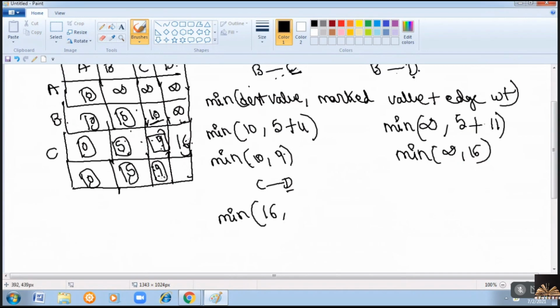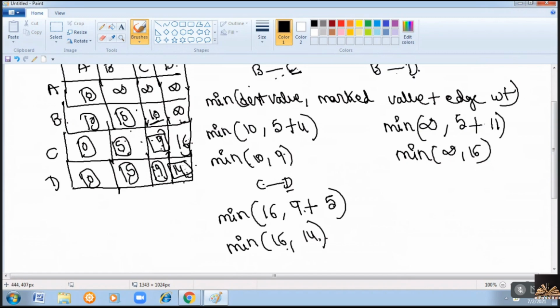Now you have marked 9 as permanent. So marked value is 9 plus what is the edge cost of C to D? It is 5. So it is equal to minimum of 16, comma, 9 plus 5 is 14. Among 16 and 14, this 14 is minimum. So mark this as permanent. So which is marked as permanent? As there is only one value, that itself will be the minimum one. So this 14 will be the minimum value.